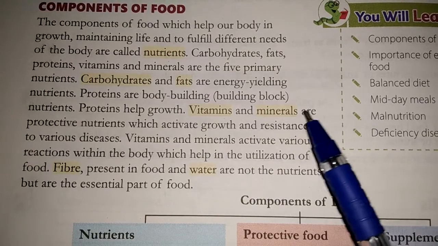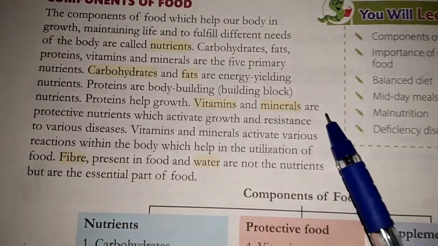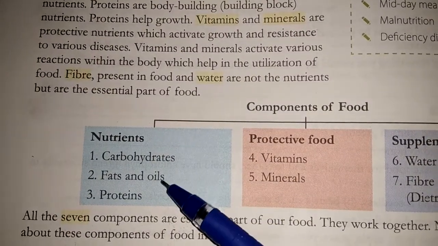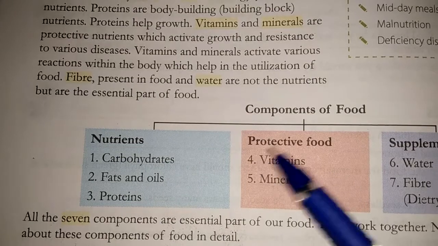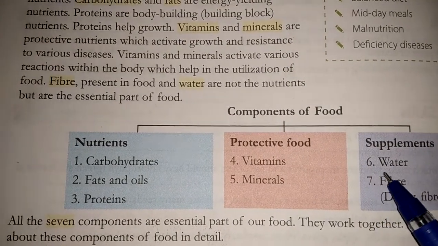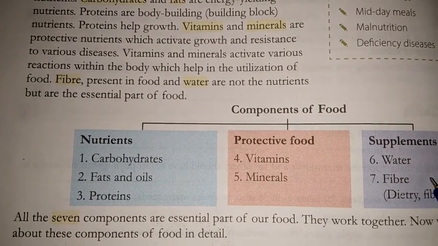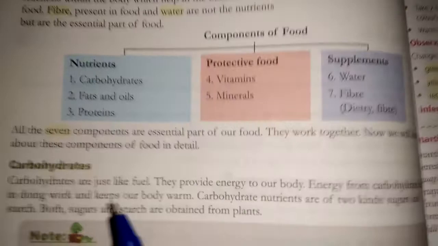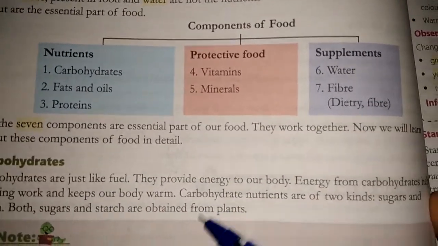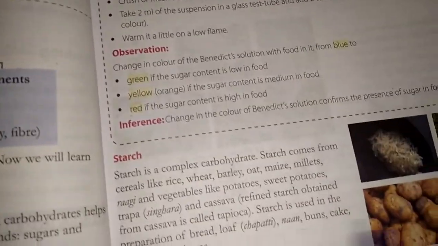There are mainly 5 nutrients: carbohydrates, fats and oils, proteins, vitamins and minerals. And there are 2 supplements, water and fiber. In yesterday's class we discussed carbohydrates, which are of 2 types, sugars and starch.